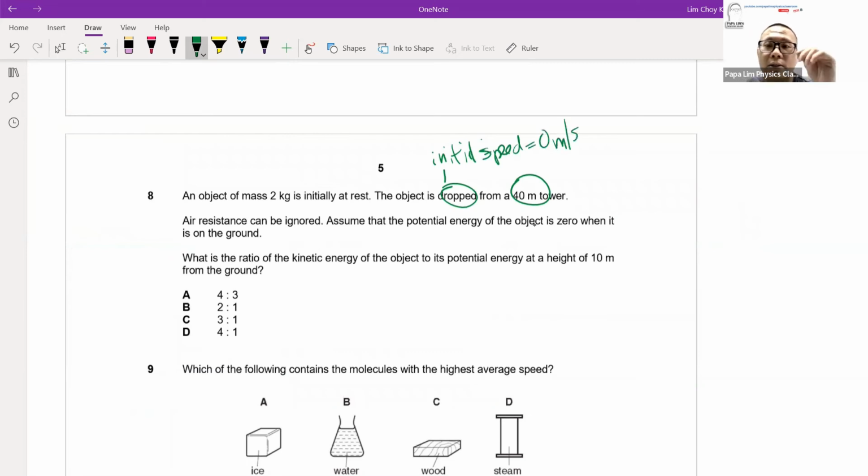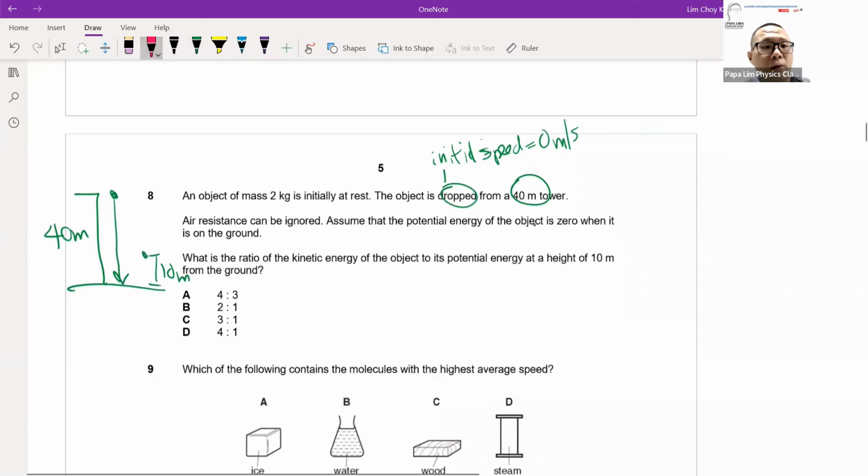If I say throw, it will mean that the initial speed has a number. But drop doesn't have. Drop means it's stationary, it's just released. It will start from 0 and start to increase. So the object is 40 meter high, and it drops all the way down.